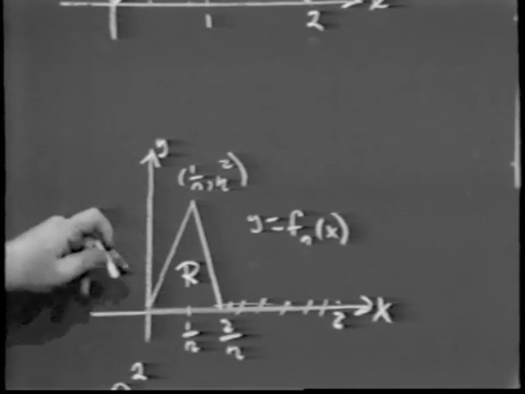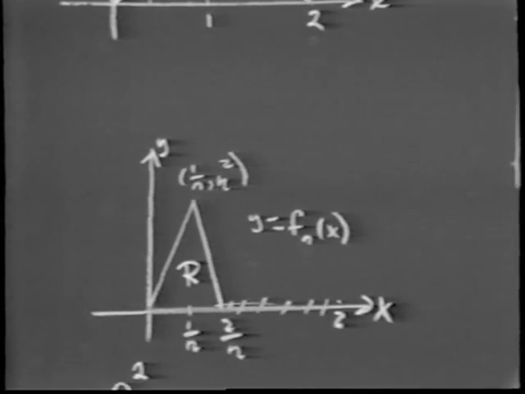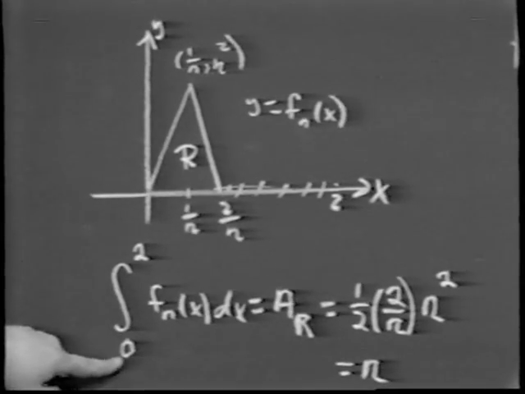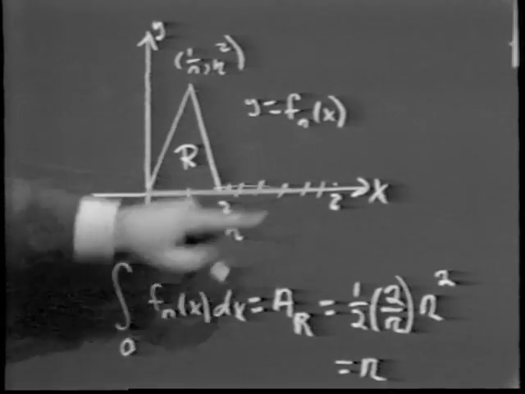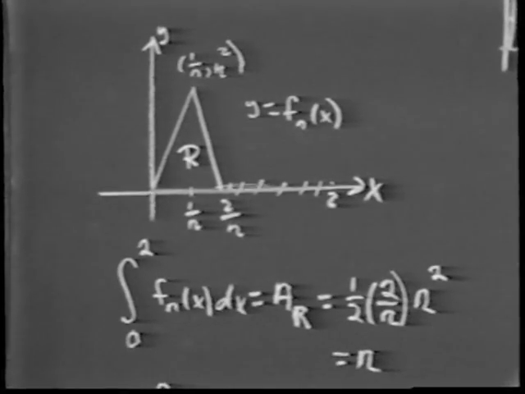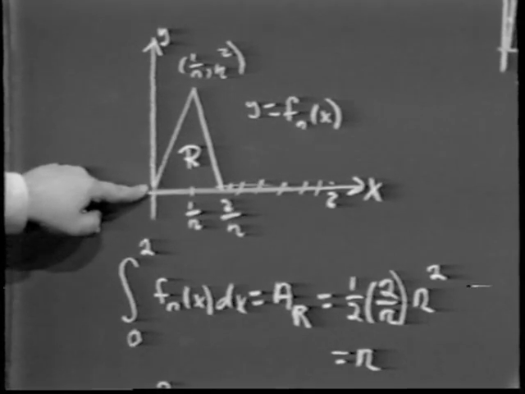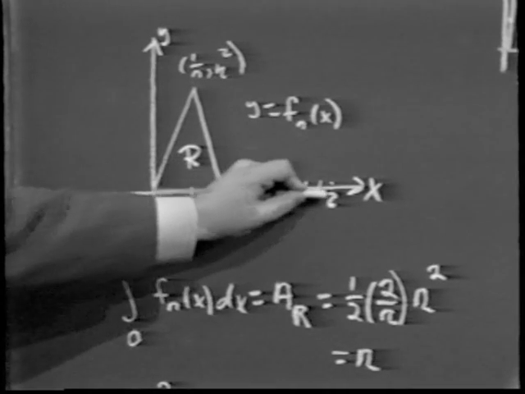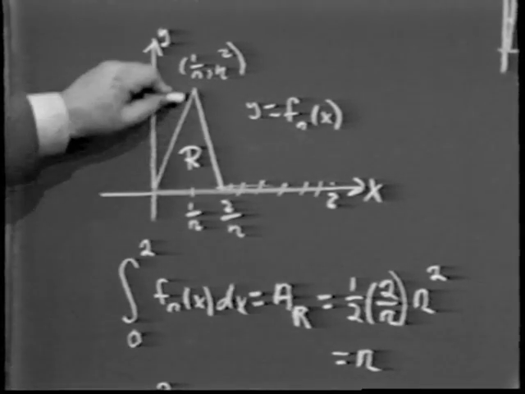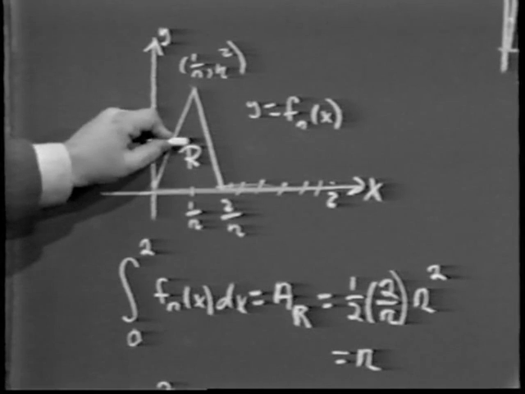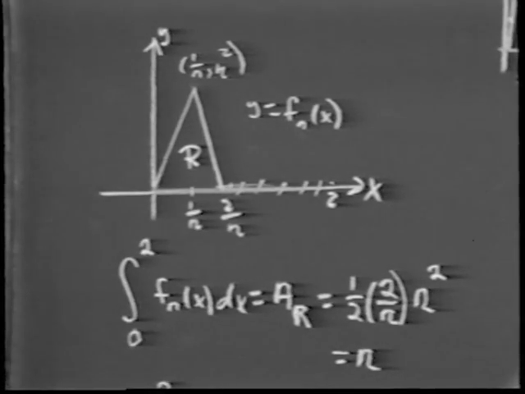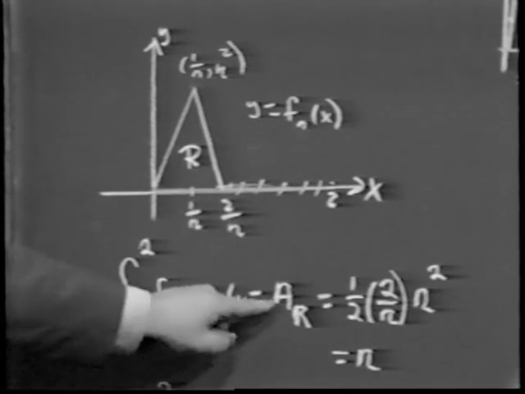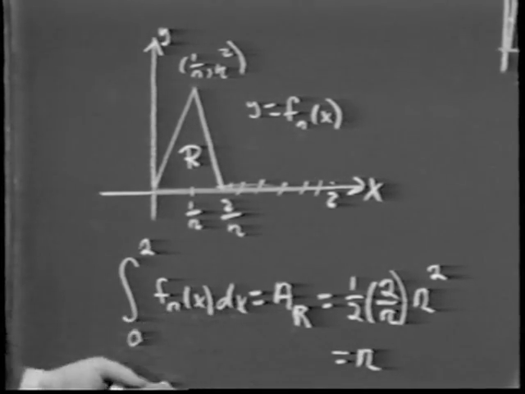Let's try to visualize what the integral from 0 to 2 of f sub n of x dx means. After all, in the case of a continuous curve, which this is, isn't the definite integral interpreted just as the area under the curve? Well, you see, the curve coincides with the x-axis from 2 over n on to 2. Consequently, this triangular region, which I call R, is the area under the curve. In other words, the integral from 0 to 2 of f sub n of x dx is the area of the region R.